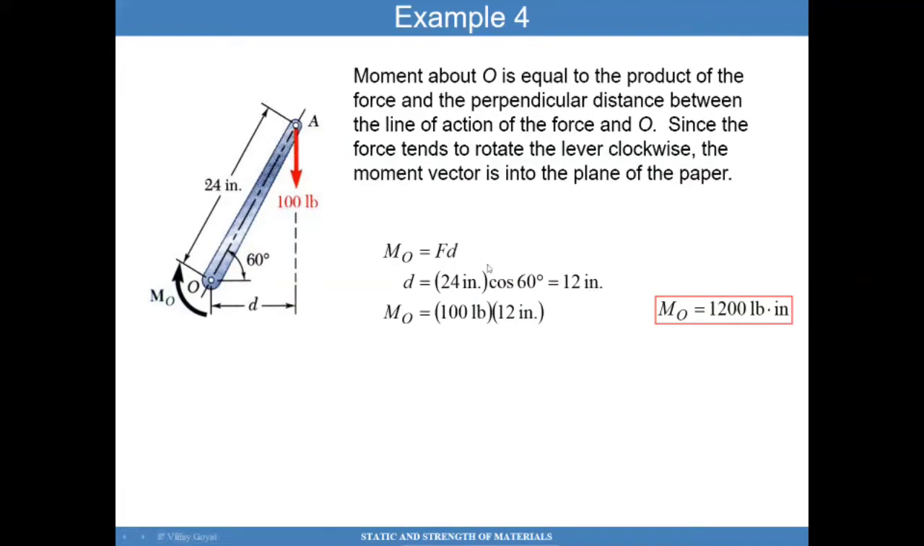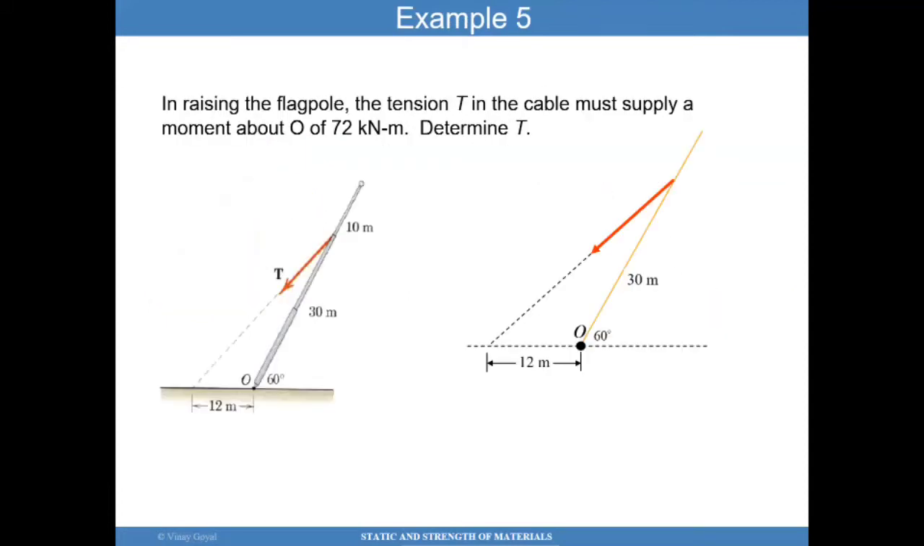That's one approach. Another approach is to figure out, if I have this force, what is the distance of this force to point O? If this is 24 and this is 60 degrees, then this distance is 24 inches times the cosine of 60, that's 12 inches. So I know this distance, I know this 100, so 100 times 12 is 1,200 pounds times inch. Two different ways of doing the problem.